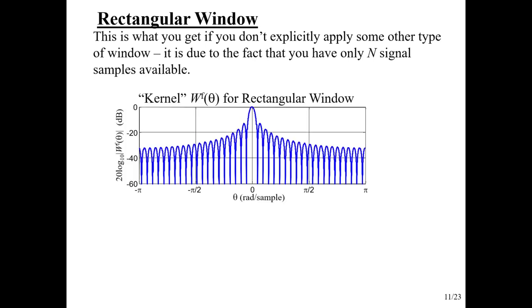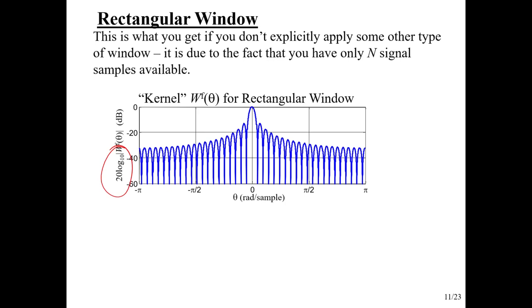Here's the rectangular window that we've already talked about. And as I said, we don't really explicitly apply a rectangular window. It implicitly happens when we collect N signal samples. If we want some other window shape, after we've collected the samples, we must multiply by the window shape. So we've already looked at this rectangular window. Here we're looking at the magnitude of it, and we're doing it in dB.